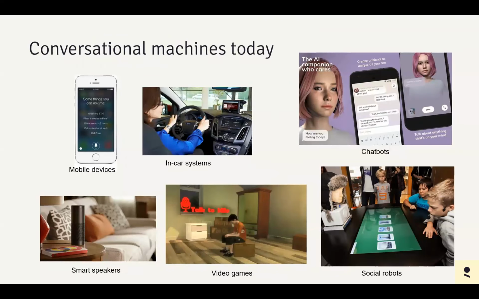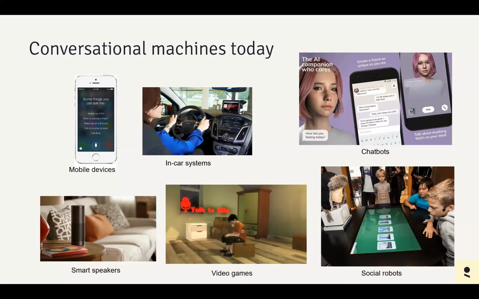Of course, nowadays we actually have a lot of conversational machines around us, and we find conversational systems in our mobile devices. We find them in cars, where it makes a lot of sense, of course, because you have to keep your eyes on the road and hands on the wheel, so it makes a lot of sense to talk to the system. There are chatbots, which are mainly written interaction, smart speakers, video games, and then we have social robots, of course.